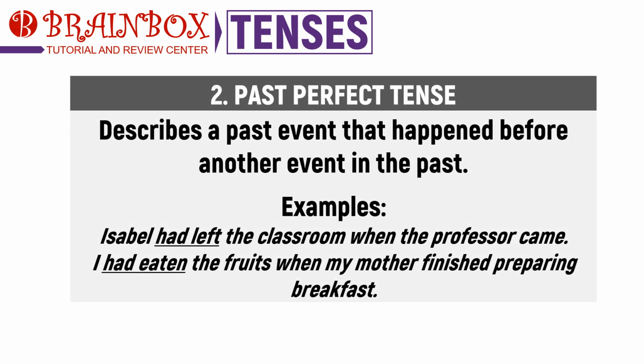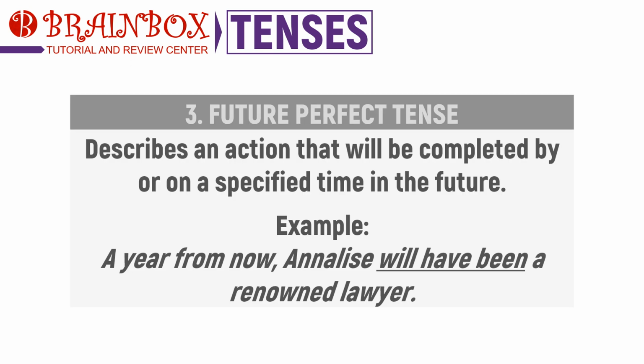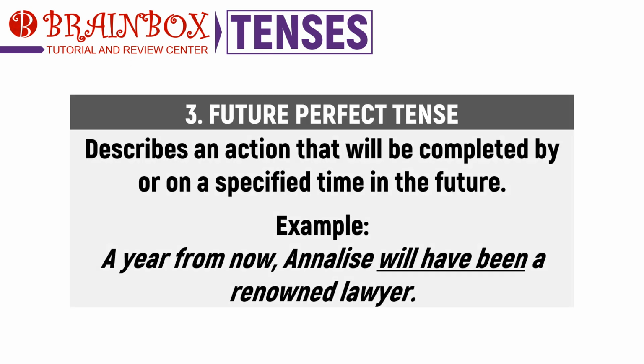The second type is the past perfect tense. It describes an action that occurred in the past or happened before another action was completed. The two actions are different and separate from each other since one occurred before the other. The third type is the future perfect tense, which shows that an action must happen at a future time.